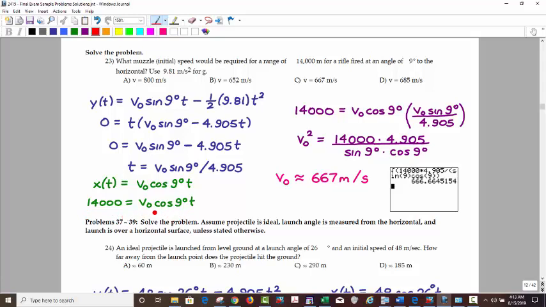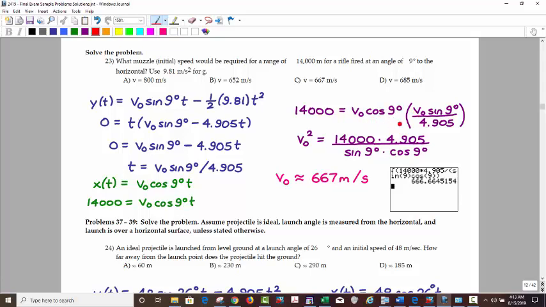And then we have x equals v0 cosine 9 degrees t. So we can take the t in terms of v0, substitute it right in here, and notice that in this equation we have up here in the top right, we only have v0s, and that's the value we're looking for. So we just solve for that v0. So you multiply the two v0s together, you're going to get v0 squared.